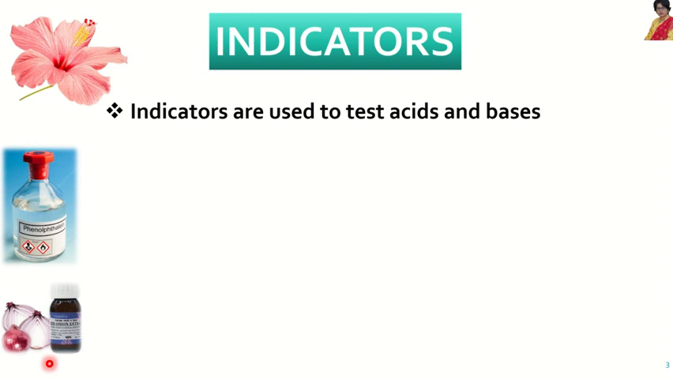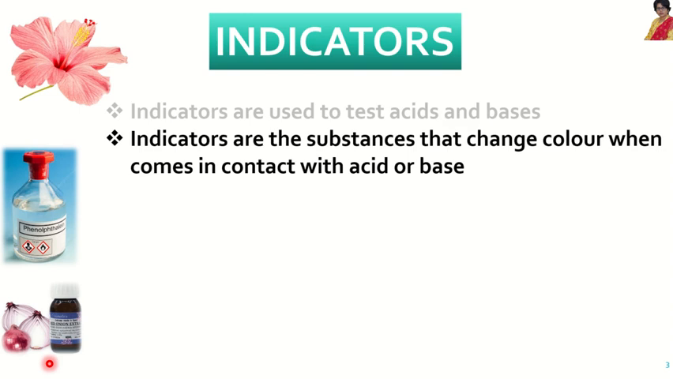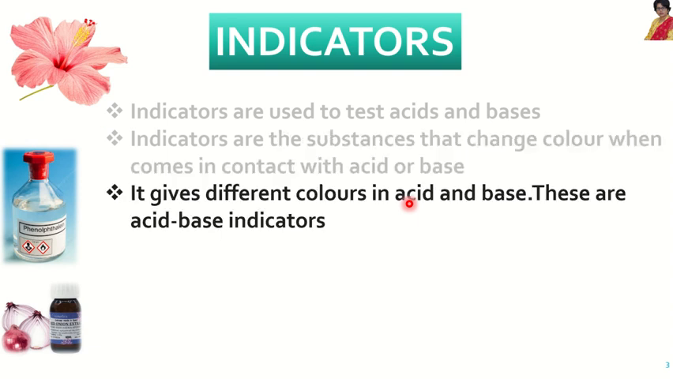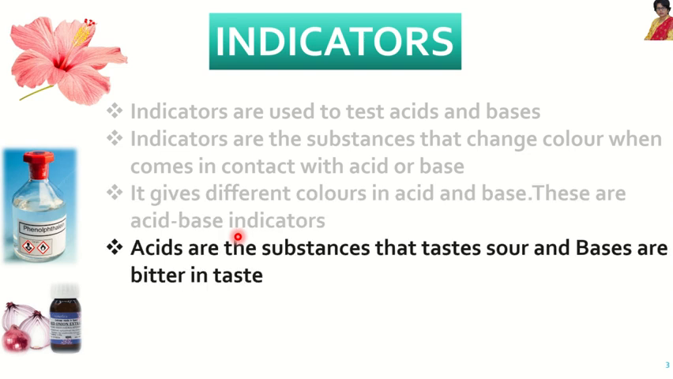So indicators are used to test acids and bases. Indicators are the substances that change color when they come in contact with an acid or a base. They give different colors in acid and base. These are acid-base indicators.